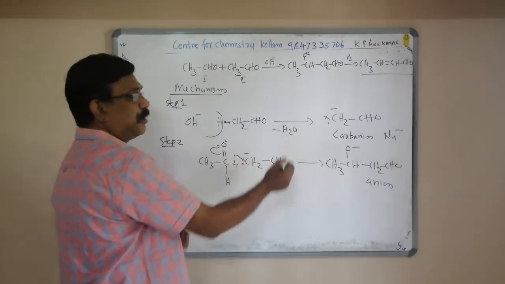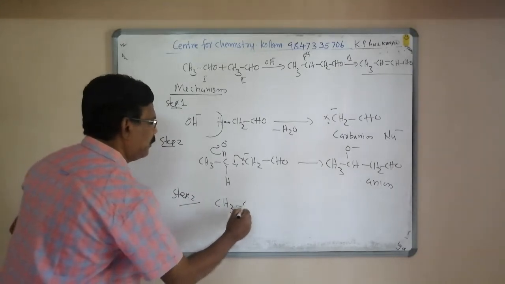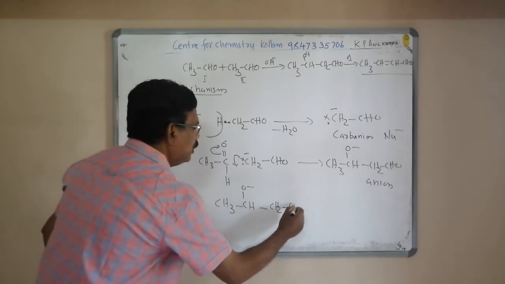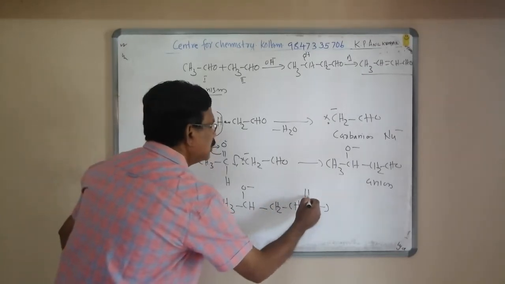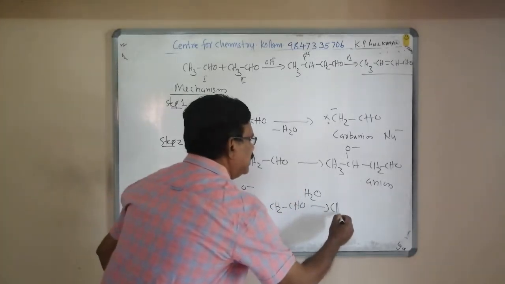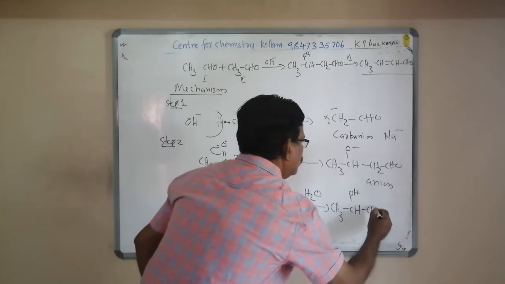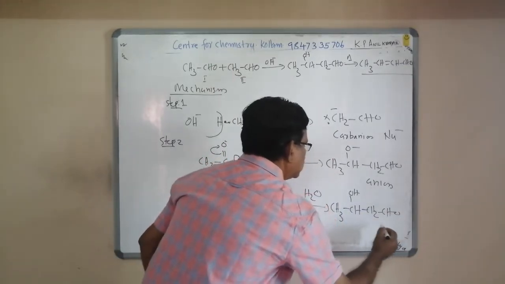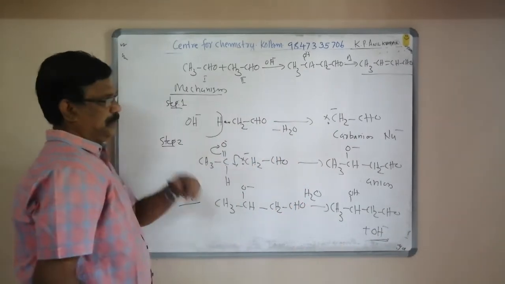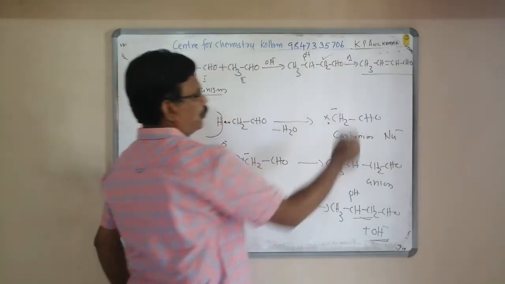Step 3: in the first step, a water molecule is eliminated. In the second step, the third step, the anion abstracts a proton, H plus, from the solution, and thereby the aldol is produced. CHOH, CH2, CHO. This is the aldol. The base OH minus is regenerated, and this is the catalyst.